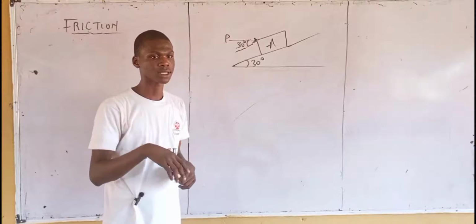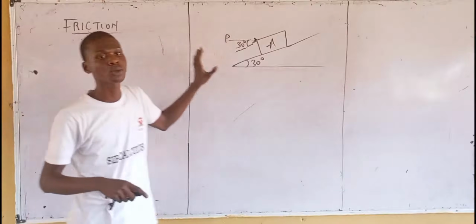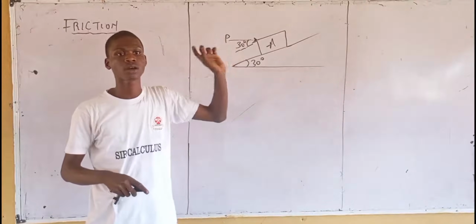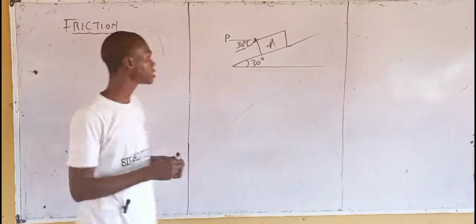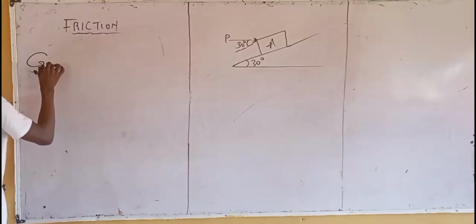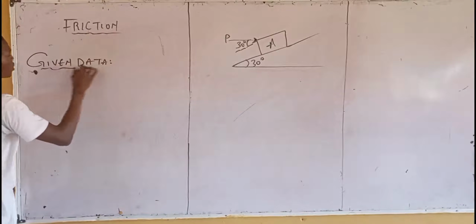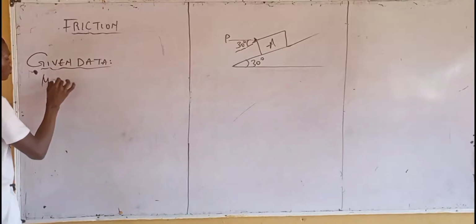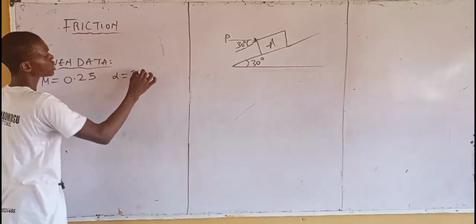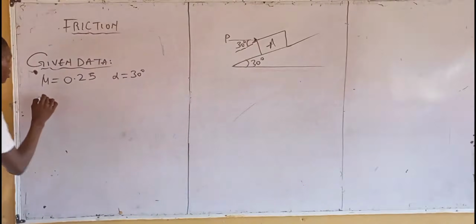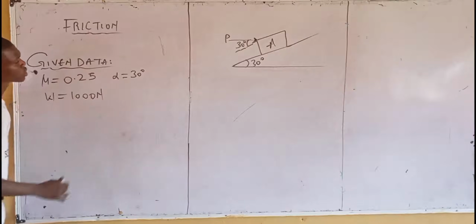Then moving on, the force to be applied, this we are to determine in different cases. For case 1, the motion of the plane. For case 2, impending motion down the plane. Now, let's list out our data. Given data: we are given mu to be 0.25. We are given the angle here to be 30 degrees. What's the weight of the block here? The weight is given to be 1000 Newton.